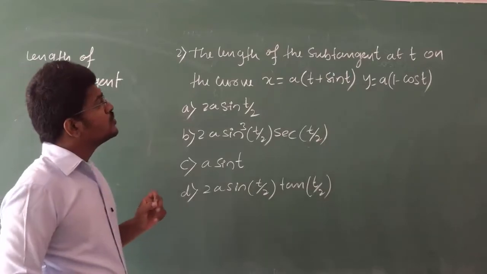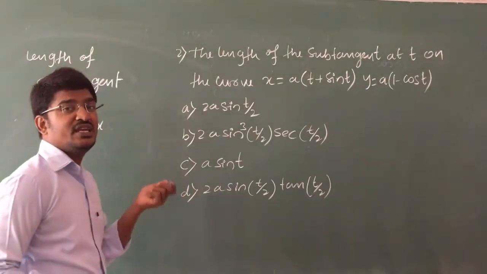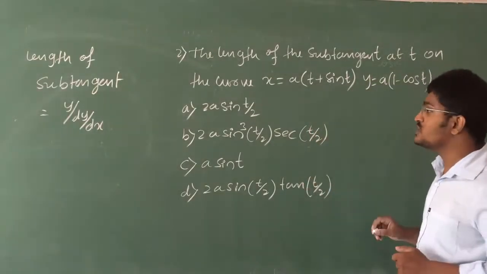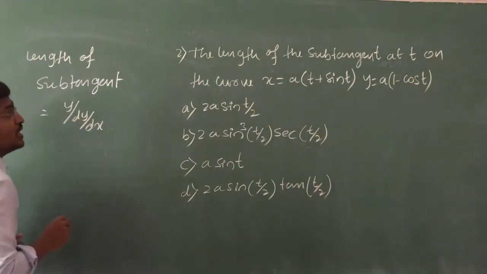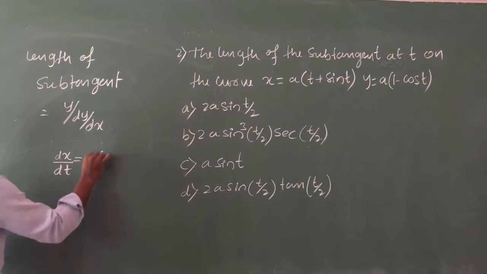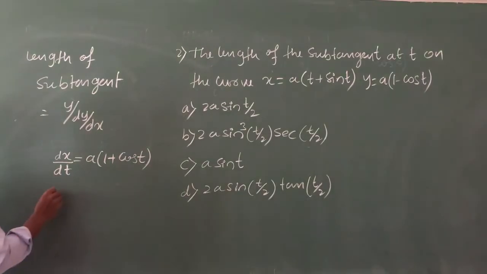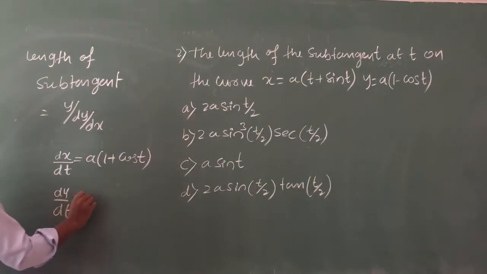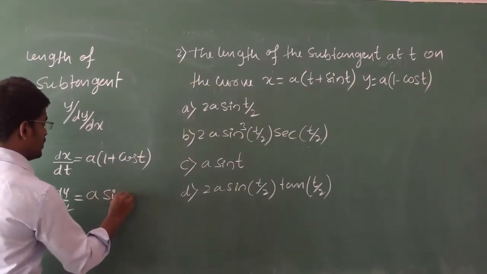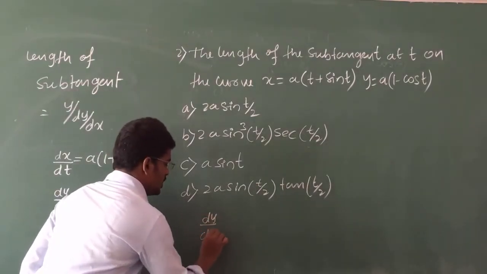No problem. So now let us find the subtangent formula I have written here. Please remember that it is y divided by dy by dx. So first we have to resolve the parametric forms. For that reason I will solve dx by dt. What is dx by dt? It is a times (1 plus cos t). Next, what is dy by dt? dy by dt is a sin t. Clear?